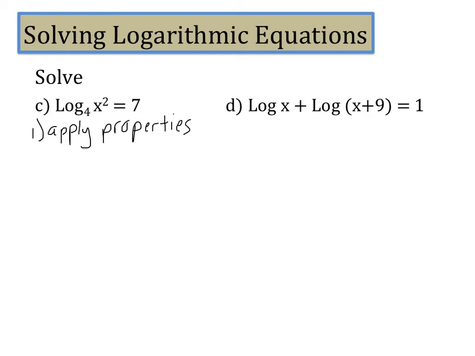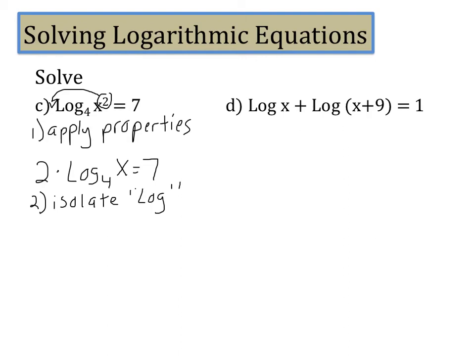So I have this x squared, so I know I can apply the power property. So I'm going to take this 2 here and bring it to the front. I'm going to have 2 times log base 4 of x equals 7. Now the next thing I want to do is isolate the log.